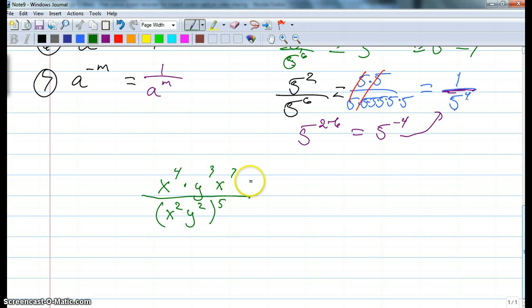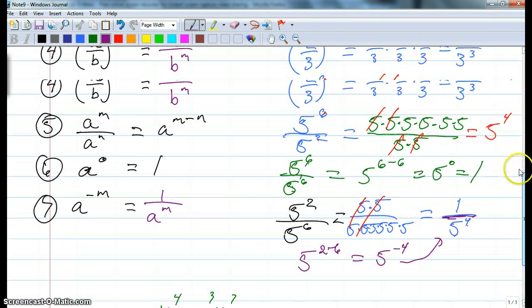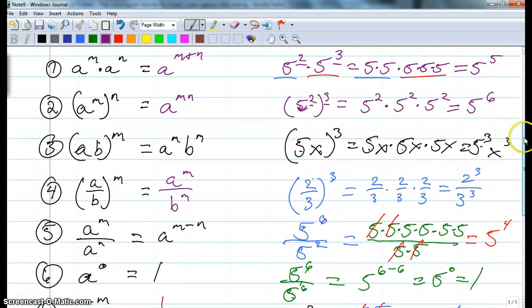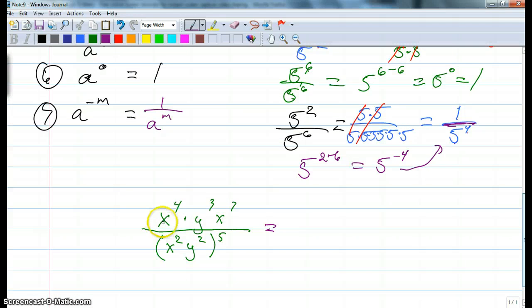Well, if you use your rules here, let's just take care of the top. Don't even worry about the bottom yet. The top looks like we got the first rule going on here, right? A to the m times a to the n. In this case, x to the 4th times x to the 7th is x to the 11th power, and y to the 3rd. The bottom is going to be x to the 10th, divided by y to the 10th.